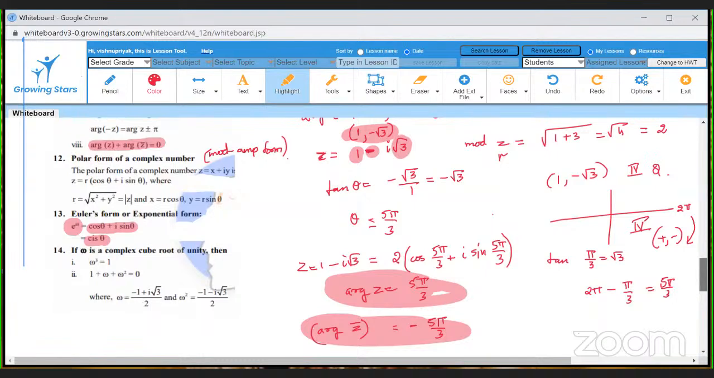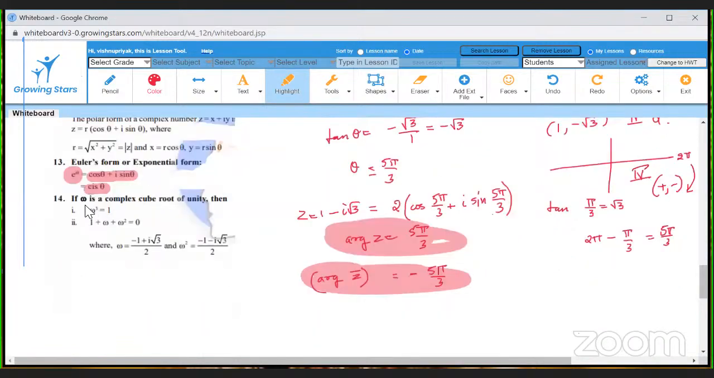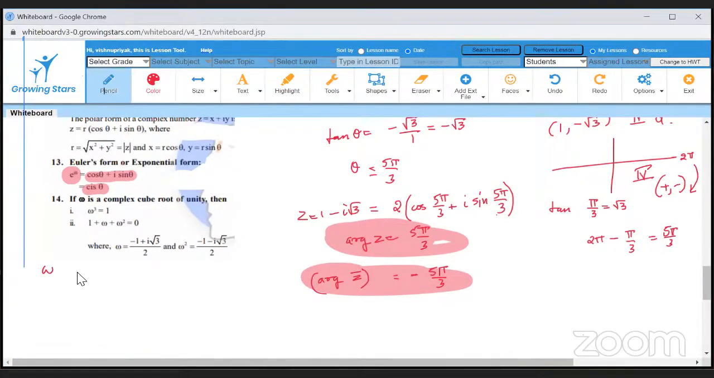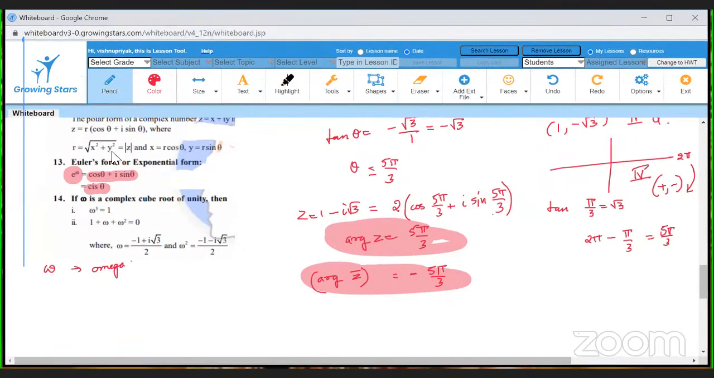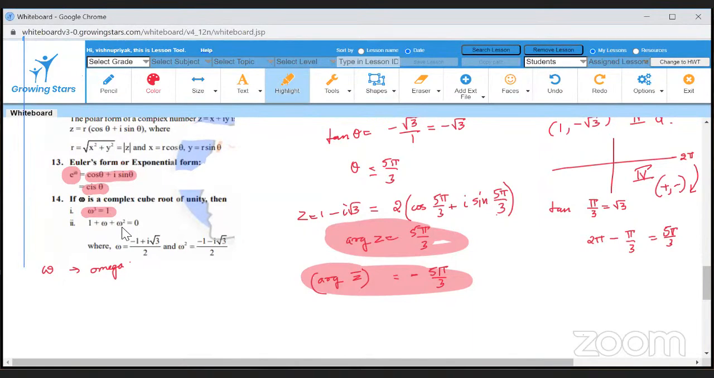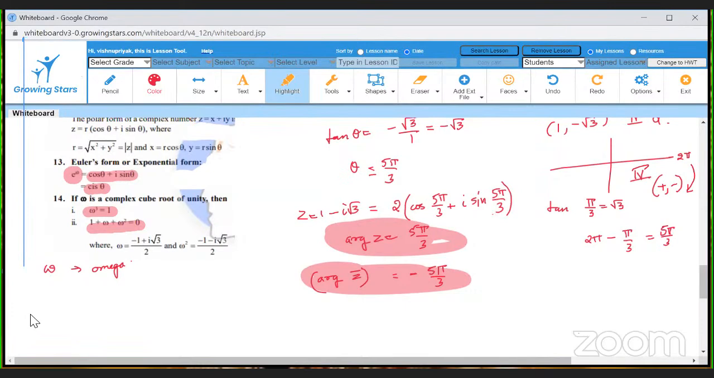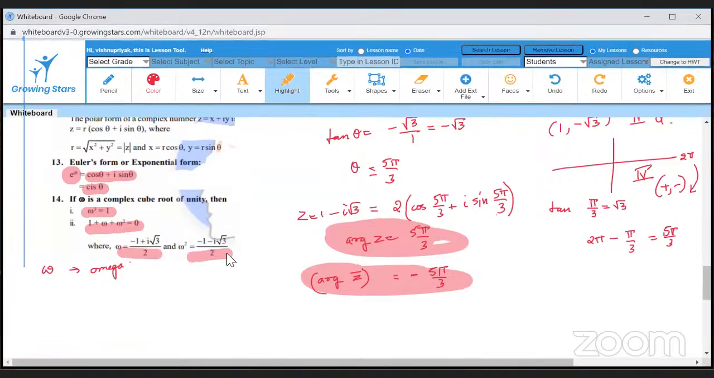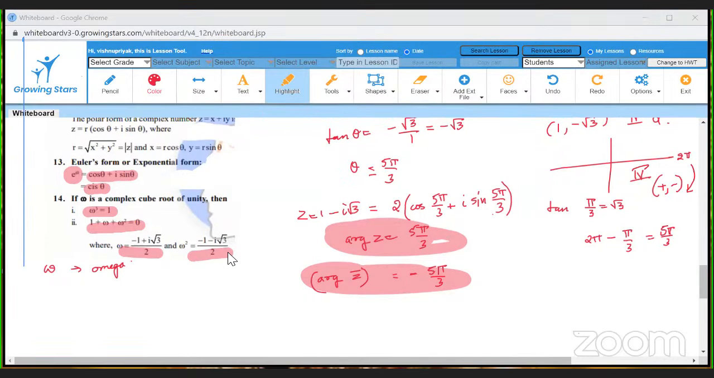Then you have some important properties with omega. W is omega, you call it omega. So omega cube is 1. 1 plus omega plus omega square is 0. These two are the formulas with omega. And what is omega? What is omega square? These you have to learn as formulas.